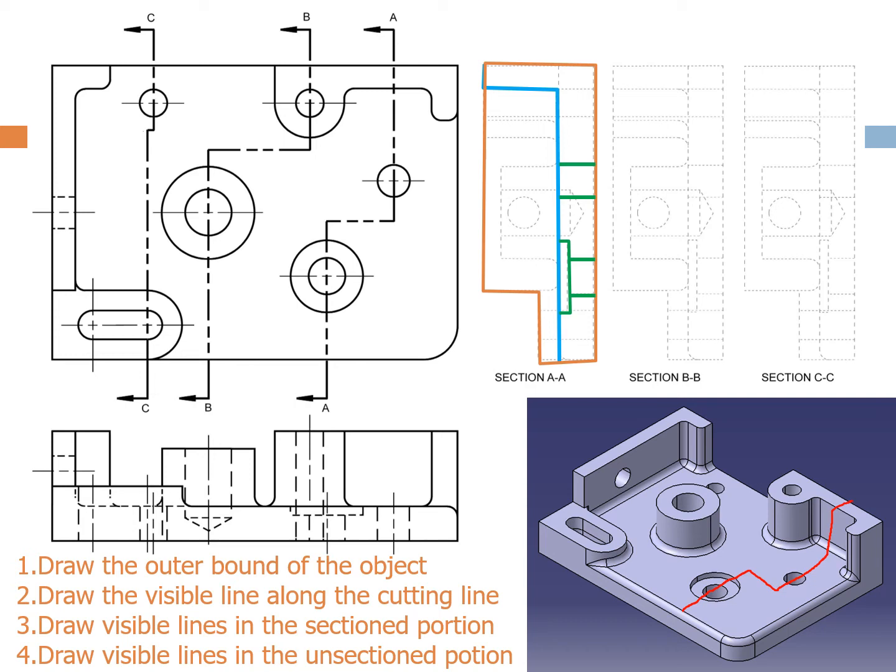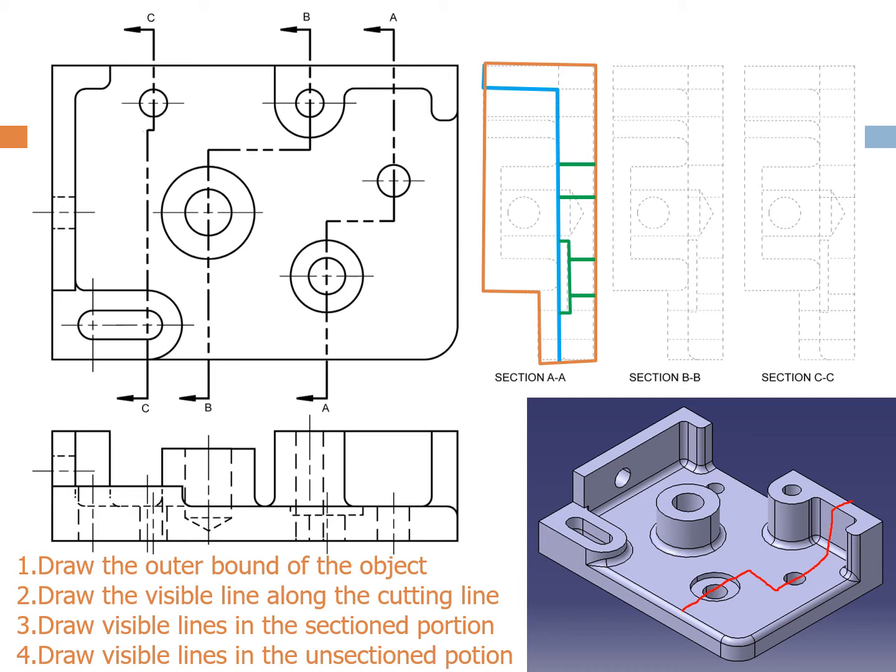The last step is that you draw any of the visible lines in the unsectioned portion. So unsectioned portion meaning you can see this cylinder, you can also see this plate over here, you can also see this hole over here, but if this hole is hidden, then you don't draw it in your section view.